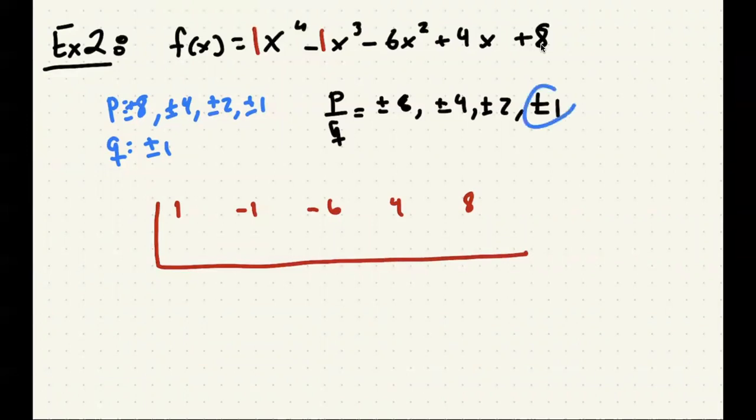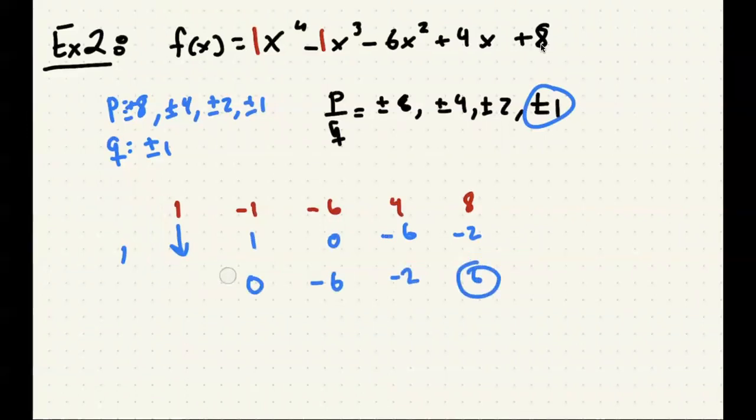So let's try out 1. I like using 1 because usually the numbers are easier to work with. You always bring the first number down, and then you do 1 times 1, that's positive 1. -1 plus 1 gives us 0. 1 times 0 is 0. -6 plus 0 is -6. -6 times 1 is -6. -6 plus 4 is -2. 1 times -2 is -2, and 8 minus 2 is 6. Since we didn't get a 0 here, 1 is not a zero. Let's try again, okay guys?